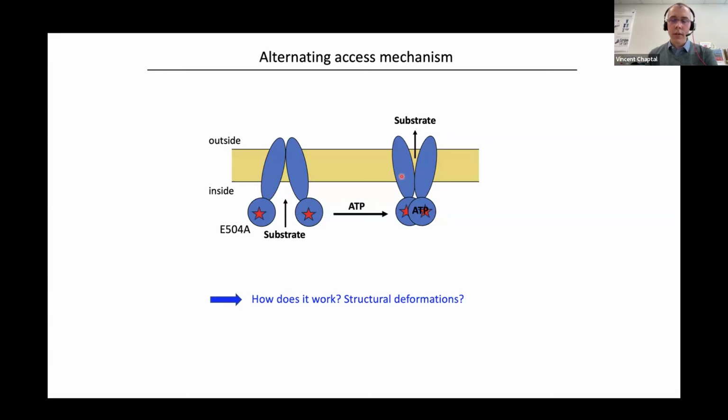To study this protein, we're going to use a catalytic inactive mutant that can still bind ATP and change conformation, but cannot hydrolyze it. So we're just going to look at the forward direction of the movement.